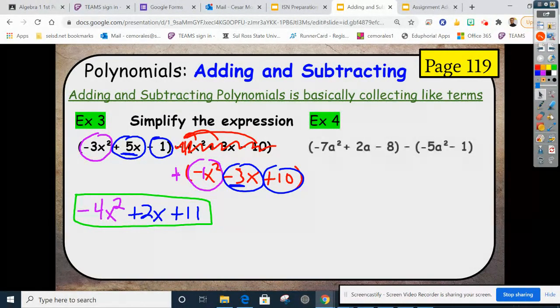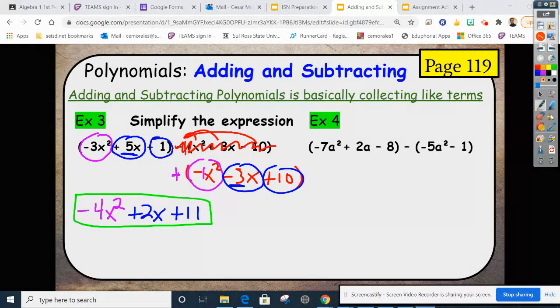Let's go over this next example, which is basically the same thing. Again, let's remember that every time you have a minus, you have to distribute the minus in all of the terms inside the parentheses. And all it does, it changes the sign. If that was a negative 5a squared, now it's going to be a positive 5a squared. That was a negative 1, now it's going to be a positive 1. And now you do the same as before.